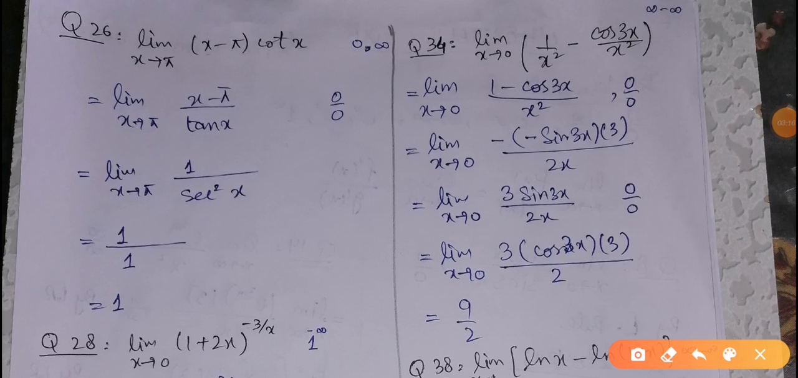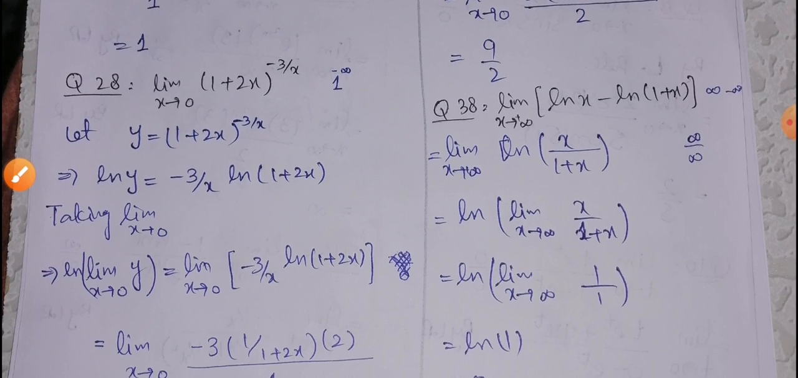Next we have question number 26. Limit x approaches pi, x minus pi into cot of x. When we insert the limit, we get 0 into infinity. This is an indeterminate form, and we can apply L'Hopital's rule. But L'Hopital's rule is applied on fraction form, so we will convert this function into fraction form. We know that cot of x is equal to 1 over tan x. So we can write it as x minus pi over tan x, which is now 0 by 0. Applying L'Hopital's rule, the derivative of the numerator is 1, and the derivative of the denominator is secant square x. Now putting the limit pi, we get 1 as the answer.